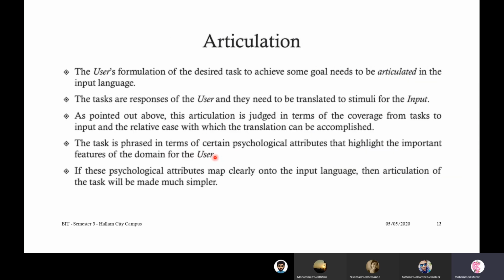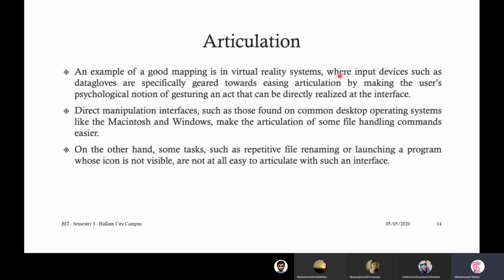An example of a good mapping is in virtual reality systems, where input devices such as data gloves are specifically geared towards easing articulation. You can see this is a good way, by making the user's psychological notion of gesturing an act that can be directly realized at the interface. So that's a very good example. So without any extra effort, when you're using a data glove, it's like the user's goals, intentions are directly appearing in the device or the interface.